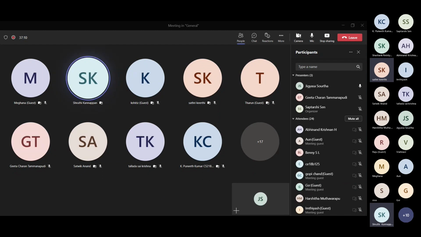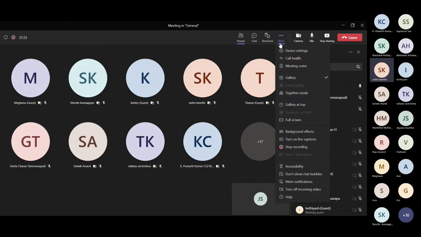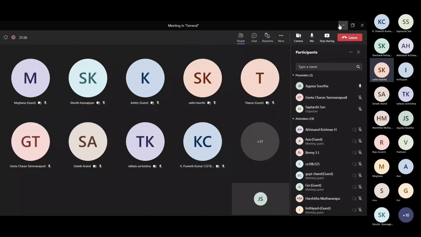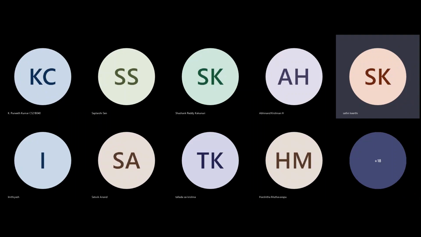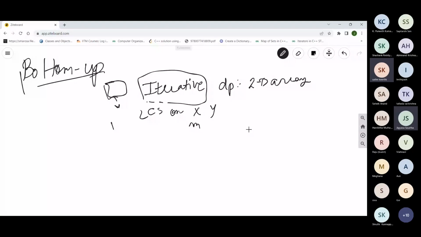Jigyasa, your screen is not visible, like whatever you're writing. Oh, is it? Yeah. I think you should share the tab. Oh, yeah, okay. Is it visible now? Yeah, it's visible now.